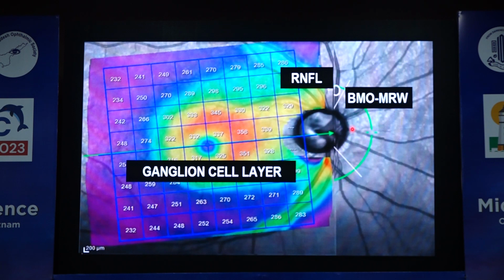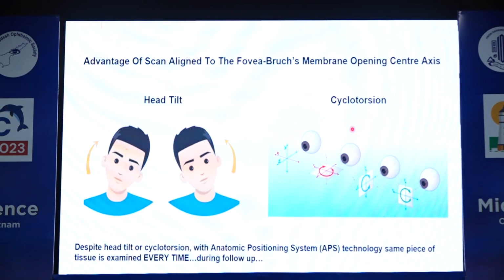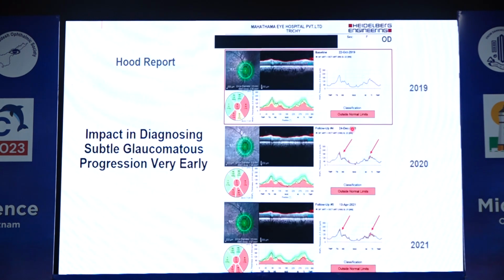pick it up. In subsequent follow-ups, especially in early glaucomatous damage, we can pick up even head tilts and cyclotorsions. Even these we can easily pick up. I'm just winding up. So this helps in diagnosing subtle glaucomatous changes very early.